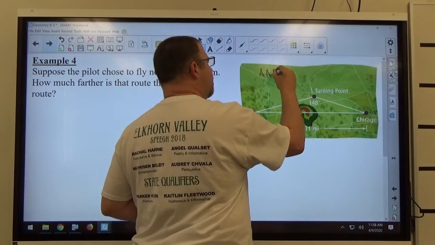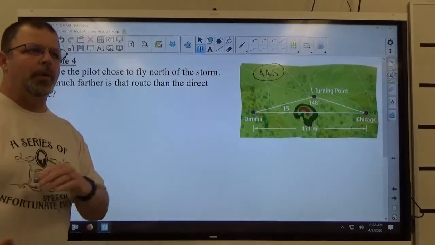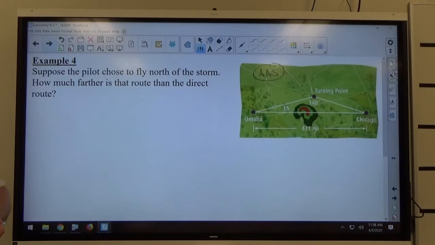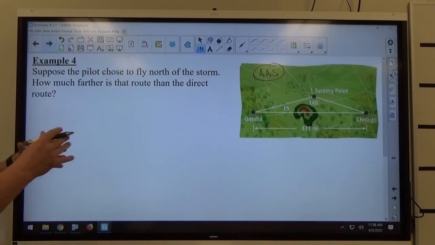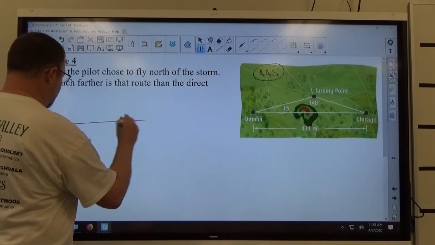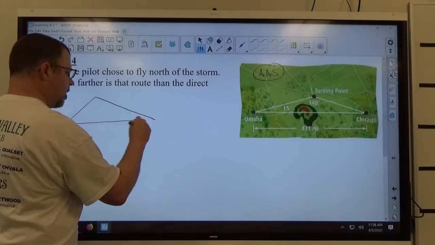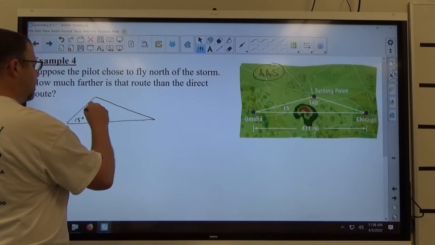So again, I want to establish that on my paper. Well, I guess you have a homework paper that has the picture on it, but I wouldn't really expect you to draw the picture like that. You might just draw the triangle. So if this was me just out of the book onto my paper, I would probably draw it sort of like this. And we've got a 15 degree and a 148 degree.